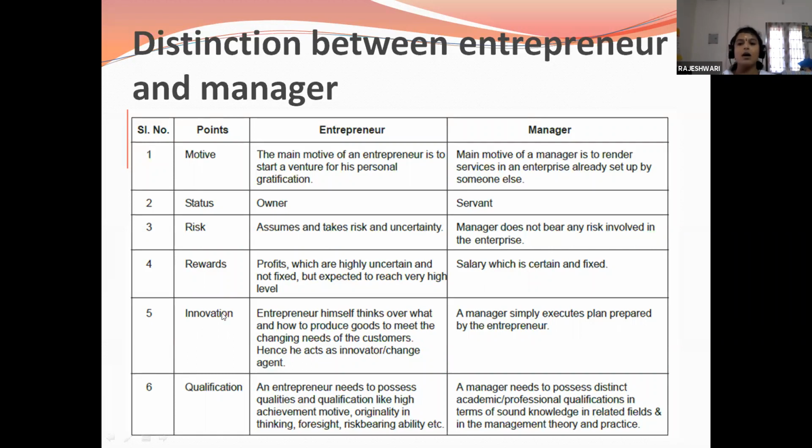So rewards means, what are the rewards you are getting? Profits, which are highly uncertain and not fixed. If you work hard and work more, you can earn more and more profit, and you can give it to your employees also, because through you your employees also develop. In the other field, the manager's salary is certain and fixed.